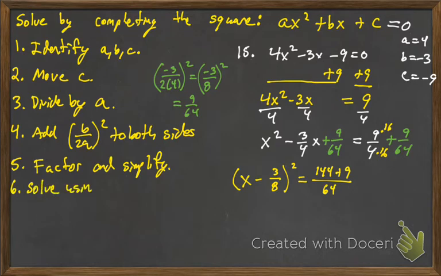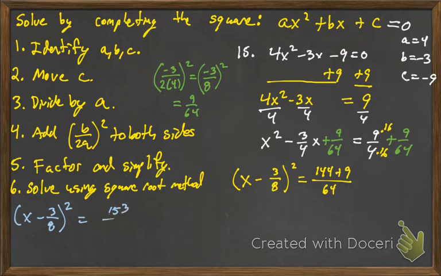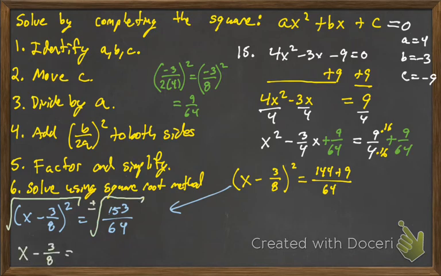The last step to do is to solve using the square root property or method, however the book refers to it. So you have x minus 3 over 8 quantity squared is equal to 153 over 64. We'll go ahead and take the square root. Don't forget your plus or minus. X minus 3 over 8 is equal to, and we had to work with 153 for a little bit, so 153 is going to be 9 times 17, all over the square root of 64, which is 8.